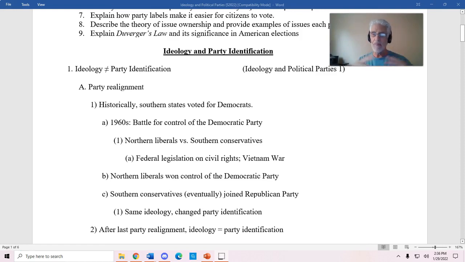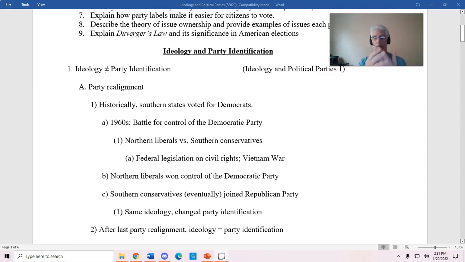The other issue that they debated over and disagreed over was the Vietnam War. Now, Northern liberals tended to oppose U.S. involvement in Vietnam, and Southern conservatives tended to support America's involvement in Vietnam. During the 1960s, our involvement was growing and growing and growing. Well, in the struggle over control of the Democratic Party, the Northern liberals won. They eventually were able to unseat some very prominent conservative Democrats and take over the chairmanship of the committees.